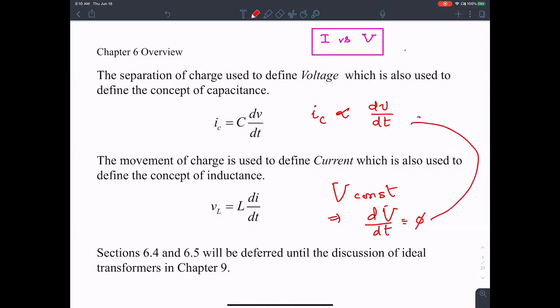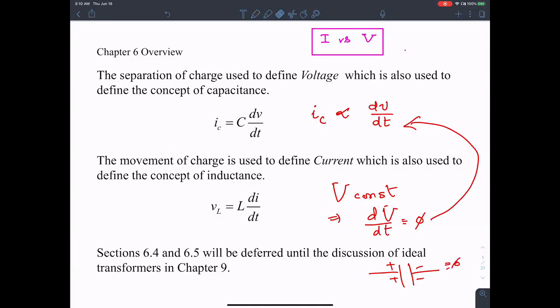That means the current in a capacitance, the displacement current, and it's a little different, I'll talk about that in a second, but the capacitance current will be zero if there is constant voltage across it. If there is no voltage changing across the plates of the capacitance, then the current is zero.